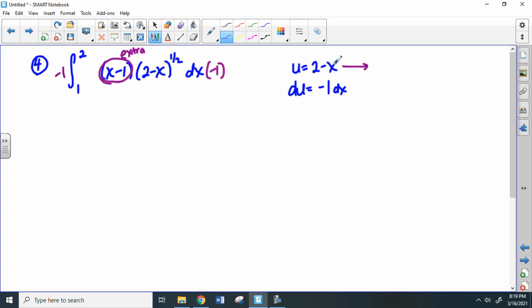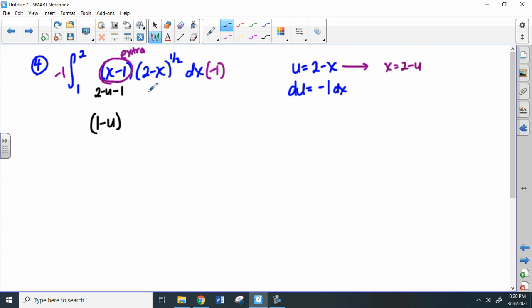The easiest way to do that, though, is to add the x to the left, subtract the u to the right. And then when I bring that over here, x minus 1 becomes 2 minus u minus 1, because I plugged in for x, which was 2 minus u, but I still have to subtract 1. So I put all that together and I get 1 minus u.